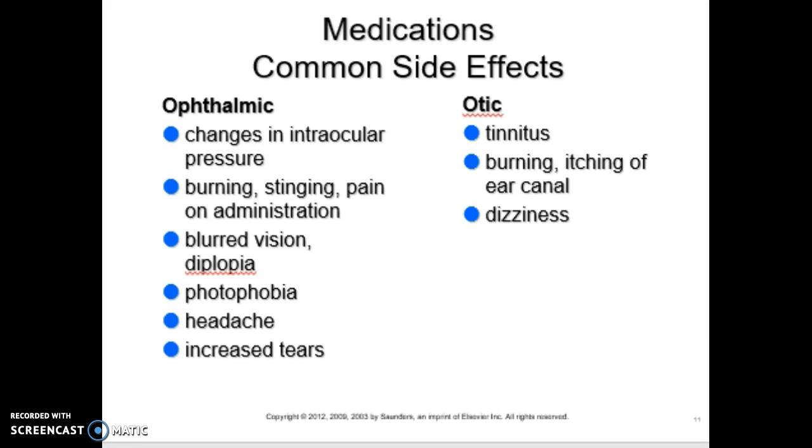Here are medication's common side effects for the eyes and ears. So let's start with the ophthalmic. There can be changes in intraocular pressure, burning, stinging, pain on administration, blurred vision, photophobia, headache, and increased tears. On the otic side, tinnitus, which again we said was the ringing, burning, itching of ear canal, and dizziness.